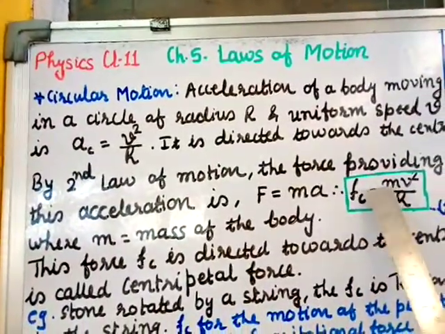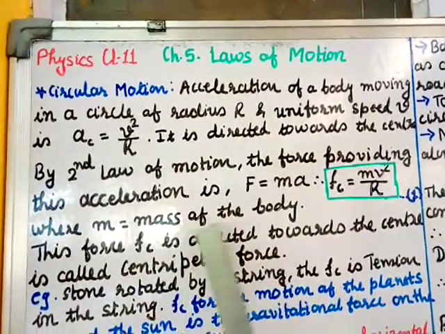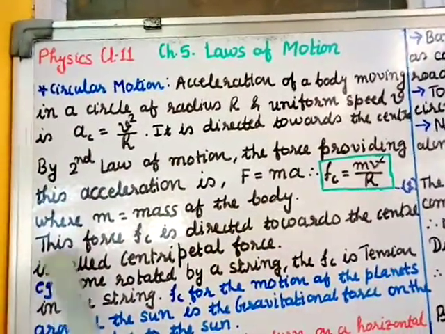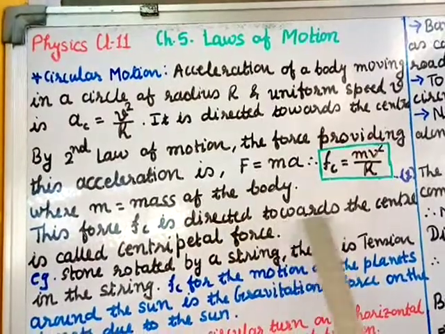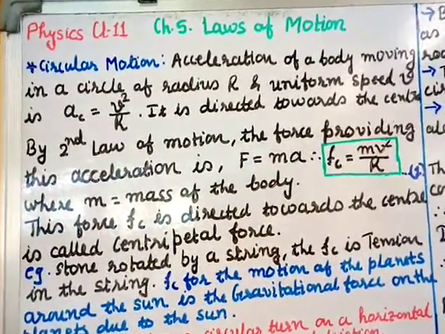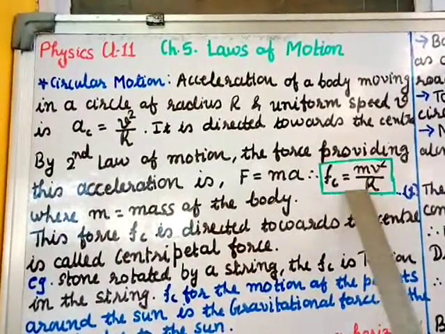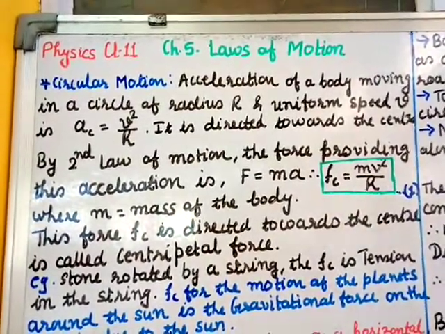So F equal to mv square by r, call it equation 1, where m is the mass of the body. This force F_c, directed towards the center, is called centripetal force. So as I said, this force is called your centripetal force. So remember the formula, F_c equal to mv square by r. This is the centripetal force.